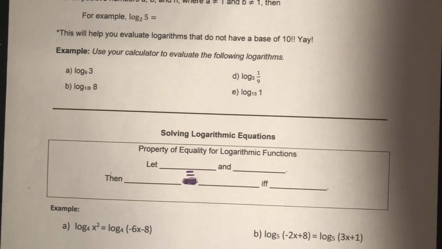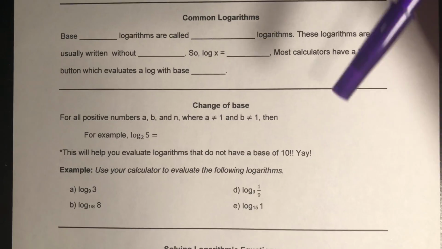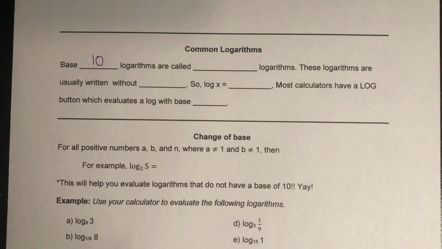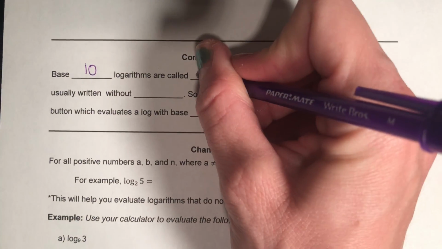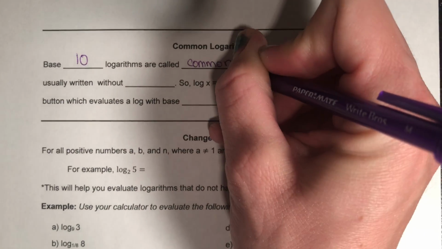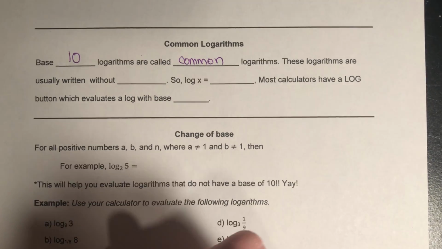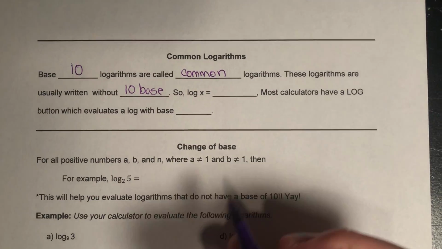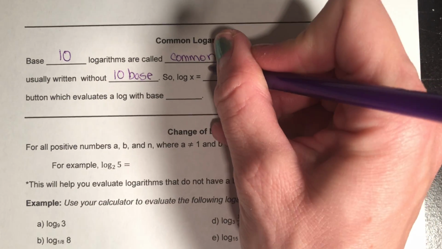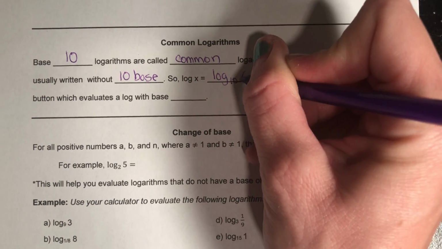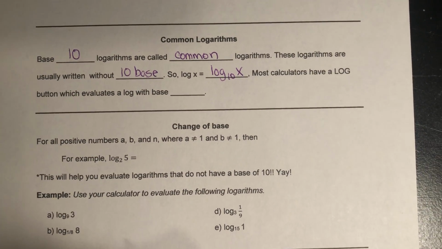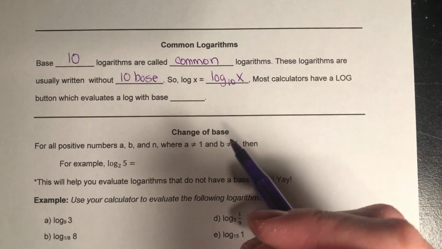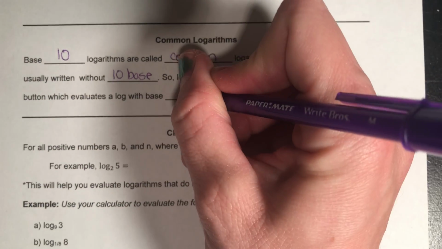All right, we are moving on to the second part of our lesson here. And the second part of our lesson is common logarithms. So common logarithms have a base of 10. Base 10 logarithms are, like I just said, called common logarithms. And they're usually written without the 10 base. So they're just written as log. So log x really equals log base 10 of x. And again, I've already shown you where to find this on the calculator. So most calculators have a log button, which evaluates a log with a base of 10.